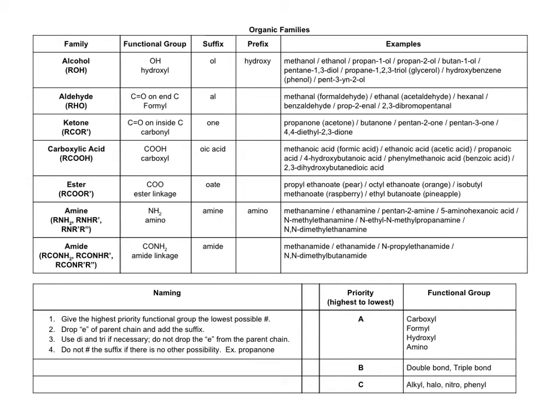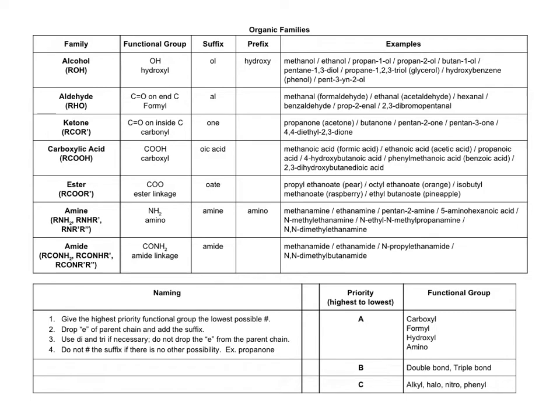Okay, organic families. Organic families are groups of molecules that have common structural features, so common groups of atoms. The group of atoms that is common to each of those molecules is referred to as the functional group. So you'll see in the first row here with examples, I have methanol, ethanol, propan-1-ol, propan-2-ol, and so on. All of these molecules are members of the alcohol family, and that's because they all have a common feature of at least one OH group, which we call a hydroxyl group. So the functional group of any alcohol molecule is the hydroxyl group.